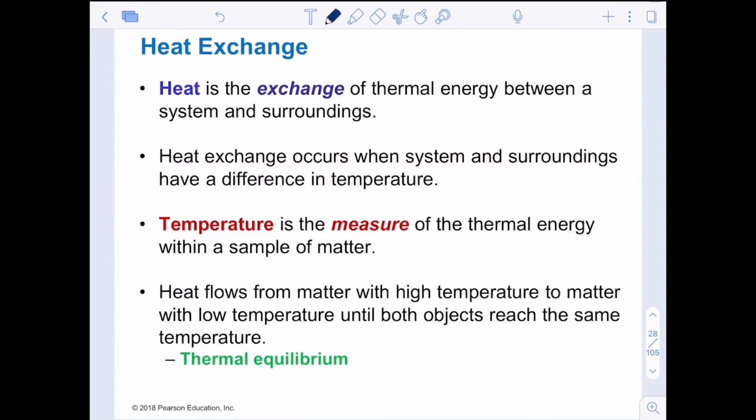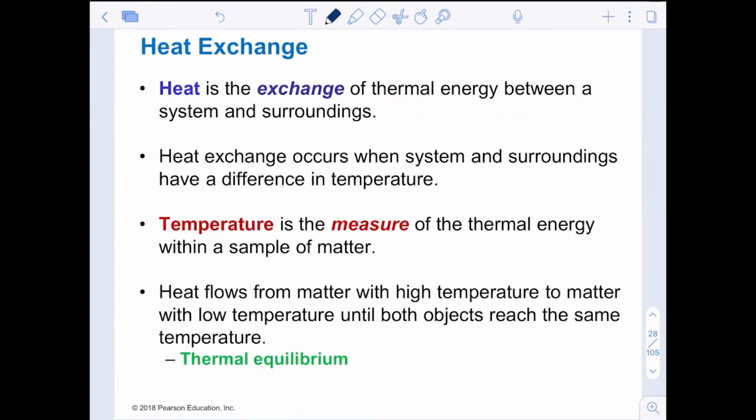We are going to use degrees Celsius a lot, sometimes Kelvin, but heat flow is going to match that temperature idea. Heat flowing from matter with a high temperature to matter with a low temperature usually occurs. So if you think about pulling an ice cube out of the refrigerator and bringing it to room temperature, what happens? The cold ice cube eventually matches the temperature of the warm room and they reach a thermal equilibrium.